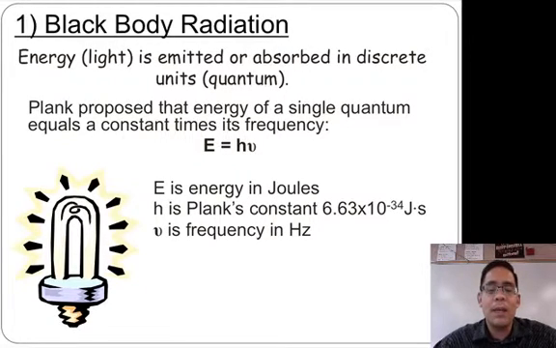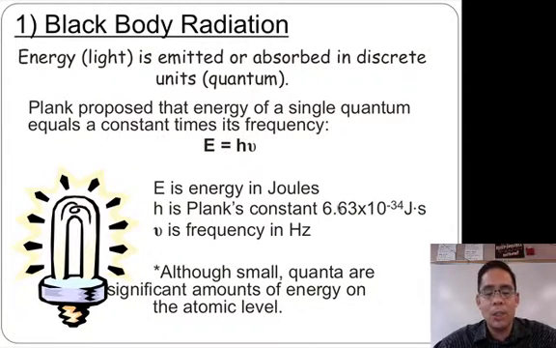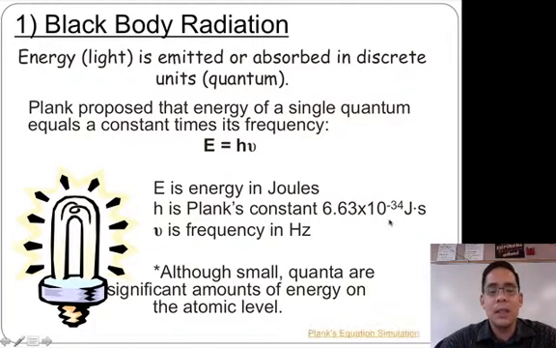And so if I want to calculate the energy, all I need to know is the frequency, and by multiplying frequency and Planck's constant, I can figure out the energy of the radiation. Although small, quanta are significant amounts of energy on the atomic level. So just keep that in mind. I know it looks like they're small numbers because it's times 10 to the minus 34 joule seconds here, but they are significant at the quantum level.